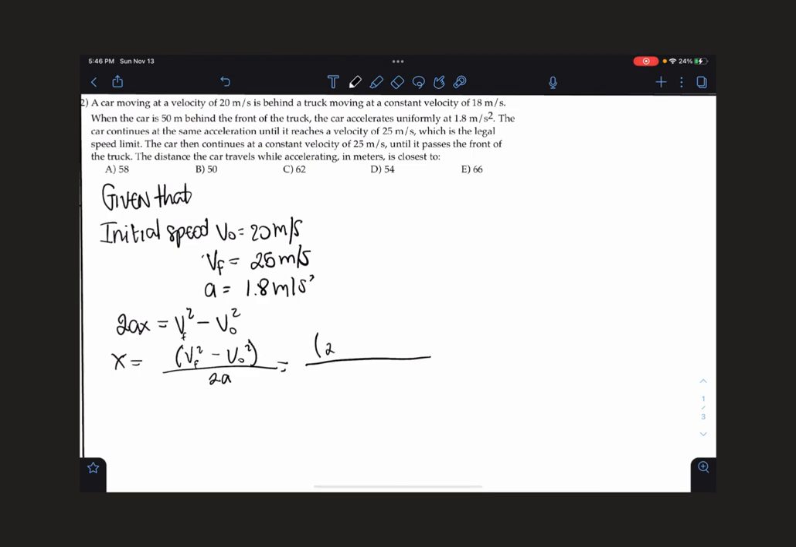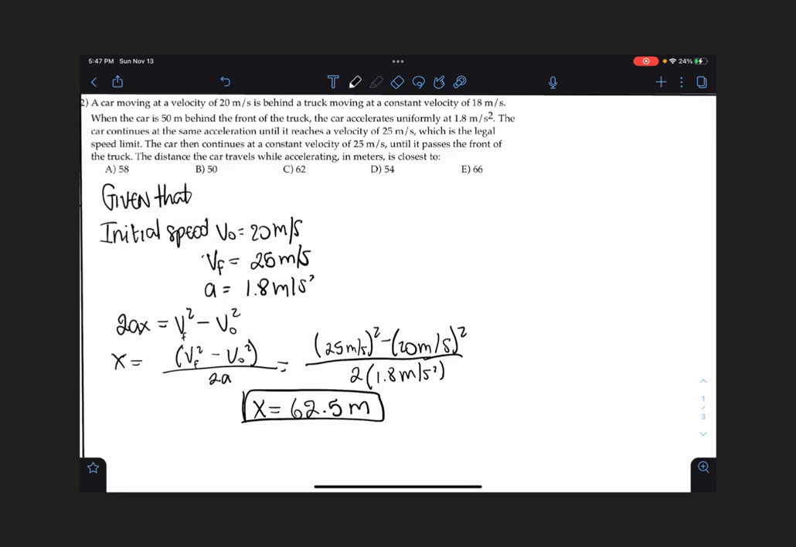which in this case is 25 meters per second squared minus 20 meters per second squared over 2 times 1.8, which is the acceleration, and that gives us a result of 62.5 meters, which corresponds to answer C.